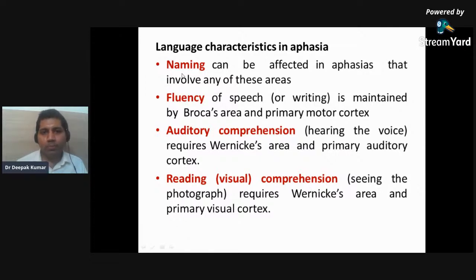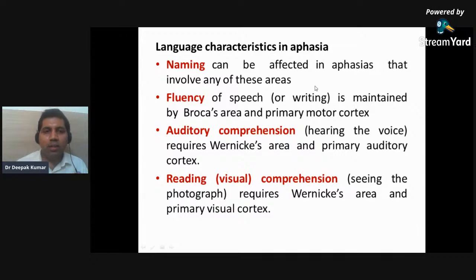So the naming, see, for you to name that person, you had to understand the question, you had to process the picture, you had to relay that information. So if you look, naming can be affected in aphasias that involve any of these areas. Okay, but there are a few exceptions. The exception is naming may be mildly impaired in transcortical motor aphasia, that is the primary motor cortex involvement, because Broca's area is spared, so names are sometimes deeply embedded in the Broca's area alone, that may be sufficient to recall a name. So it may be mildly impaired.